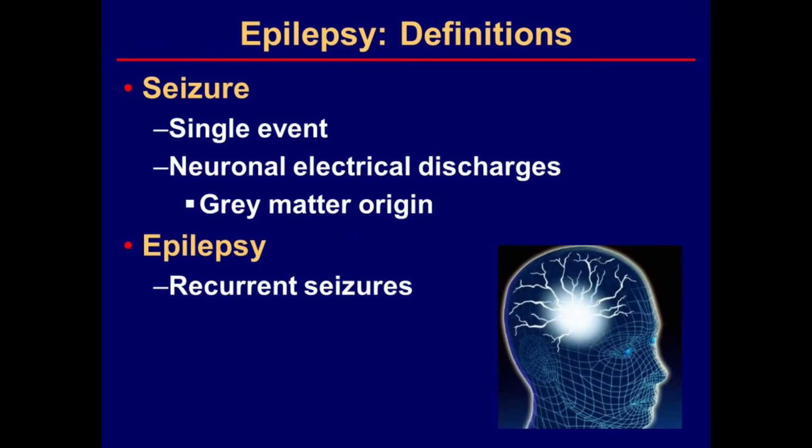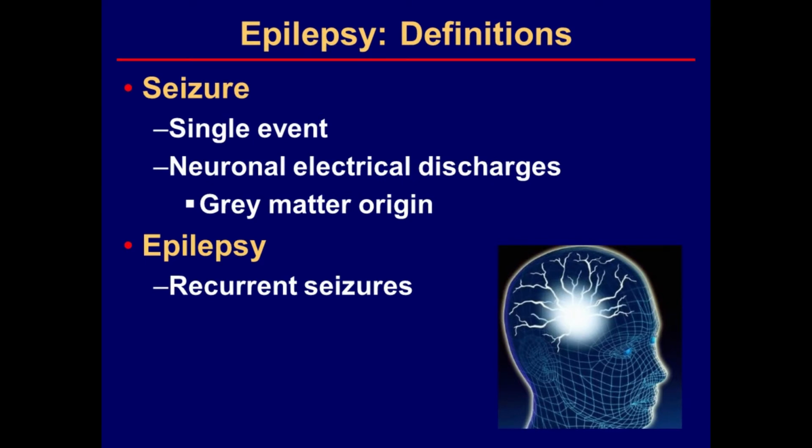Now, let's look at a few definitions. What is a seizure? Well, it's a single event, and up to 10% of us may have a seizure during our lifetime and never recur. It's a cortical neuronal electrical discharge. So by definition, it comes from gray matter, not white matter, not from the cerebellum, not from the spinal cord. Now, epilepsy is simply the disease characterized by recurrent seizures. So there is a difference.